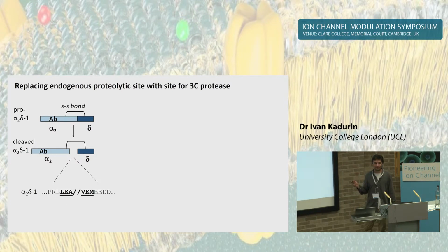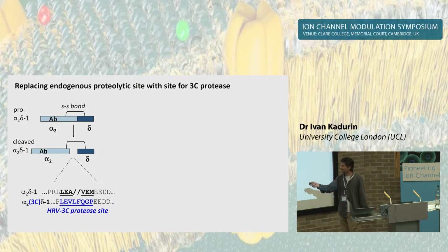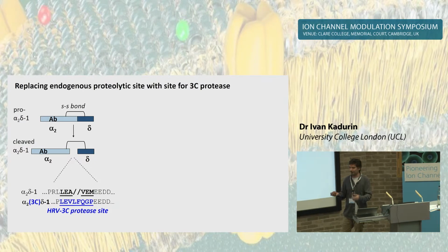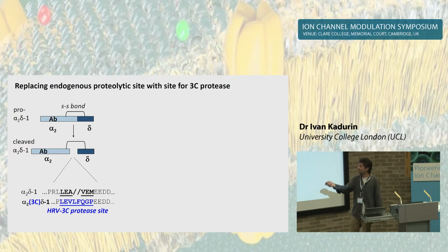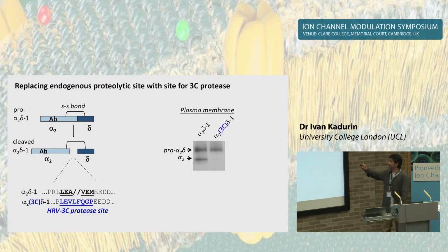But the way to manipulate the sequence was to replace it with a target site for an exogenous protease. In this way, we could manipulate the proteolytic cleavage and study it. So we chose a viral protease called 3C protease from human rhinovirus, which we could co-express as a cDNA, and we replaced the proteolytic site, calling this construct 3C alpha-2 delta. Luckily, that prevented the proteolytic cleavage by the endogenous protease.